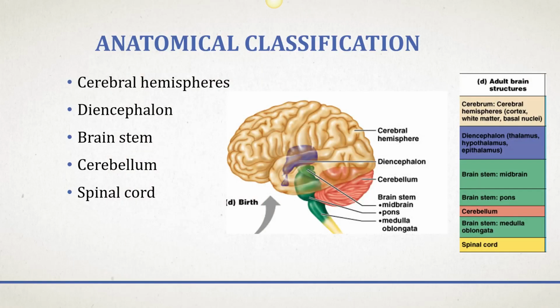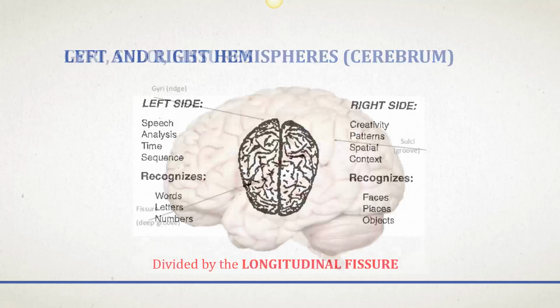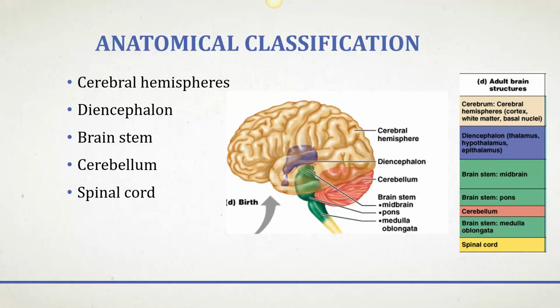The different regions of the brain. So we have the cerebral hemispheres. Those are the big major parts of the brain. There's a left and right hemisphere. The diencephalon is the center of the brain. The brainstem goes from the center all the way down into the spinal cord. The cerebellum is this little tiny chunk of brain that's hanging underneath the cerebral hemispheres. And then the spinal cord, which is going to go down through the vertebral column.